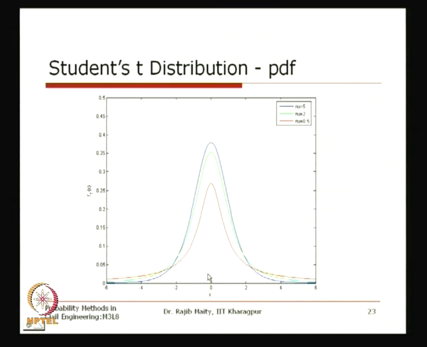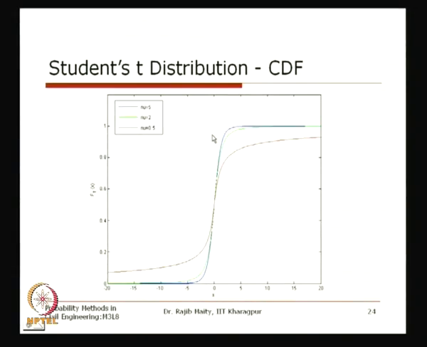Now, here we have shown examples for different values of nu. You can see that if we increase the value of nu, the peak increases with the increase of the degrees of freedom. It can be shown that for a high value of nu, a high value of the degrees of freedom, it becomes exactly similar to the normal distribution. So it approaches the normal distribution with the increase of degrees of freedom. That is what is shown here.